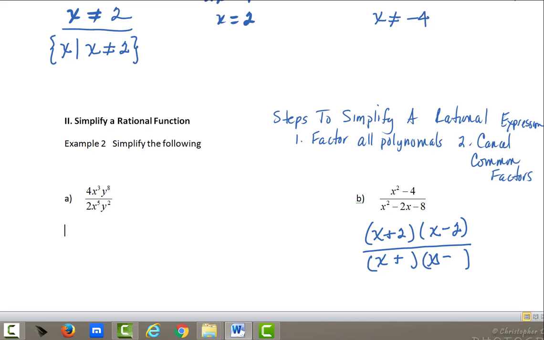I'm looking for two numbers whose product is 8 and whose difference is 2. The larger number has to go with the middle sign, so we'd have a 4 and a 2. And now I'm going to cancel the x plus 2's, and I'm just left with x minus 2 over x minus 4.